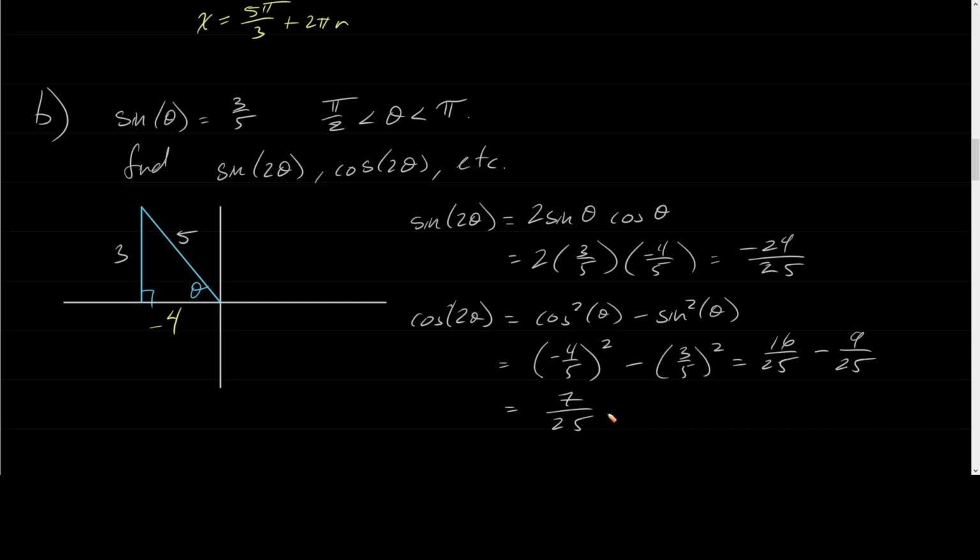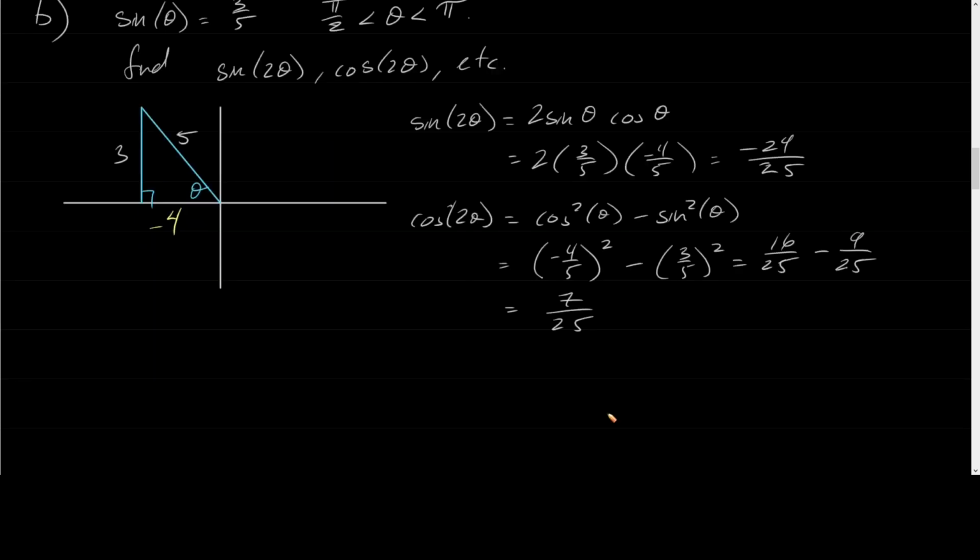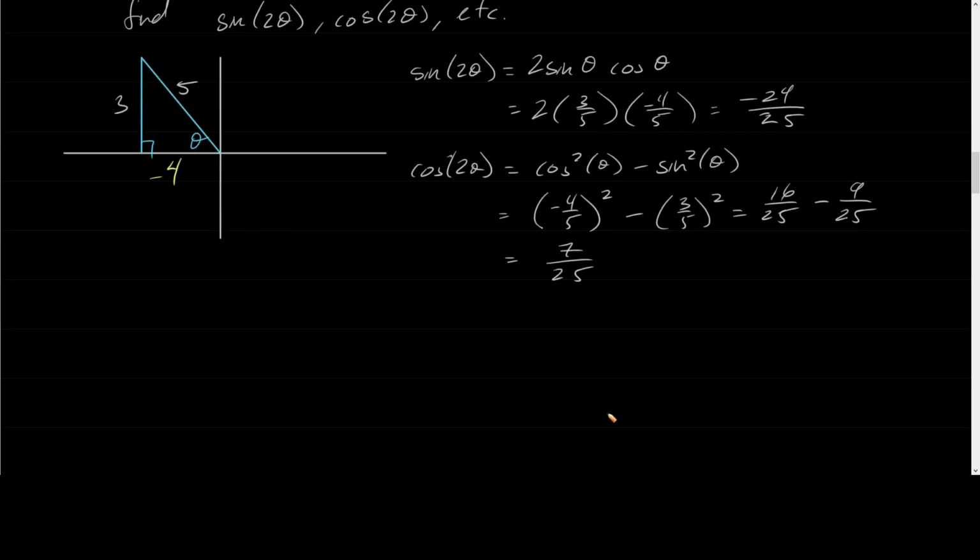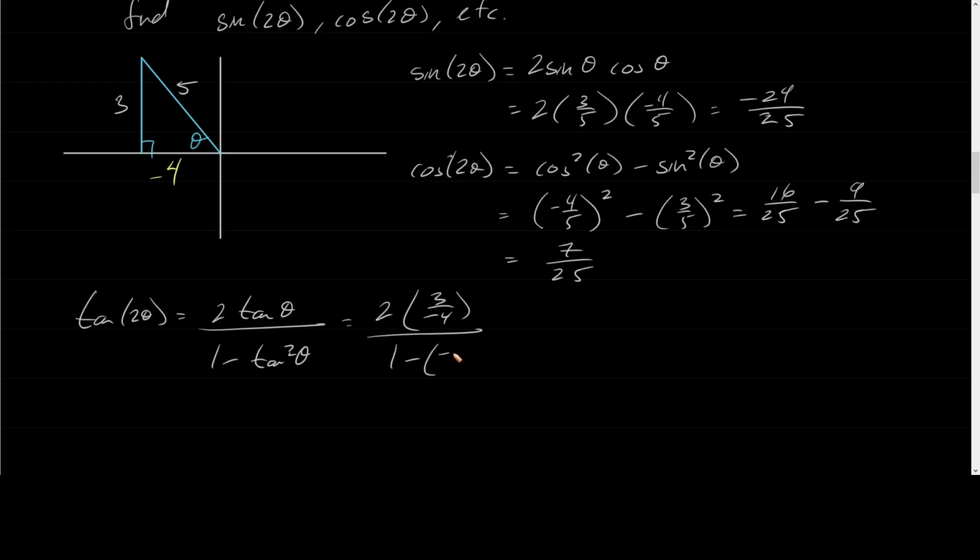All right. Now, let's look at tangent. So tangent of 2 theta, well, we know the formula is 2 tan theta over 1 minus tan squared theta. And, well, what would tangent be? Opposite over adjacent, right? From SOHCAHTOA. Opposite over adjacent, so I have 2 times 3 over negative 4 over 1 minus negative 3/4 squared.